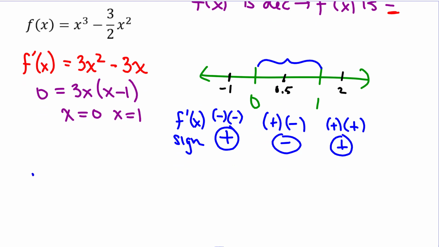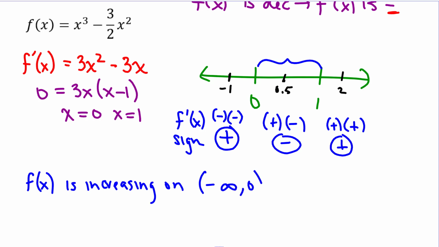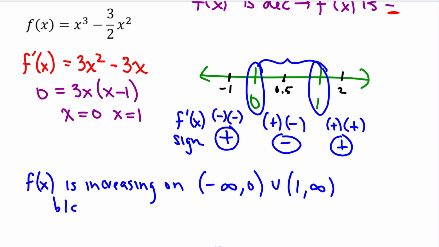So f of x is increasing on -infinity to 0, union 1 to infinity. Notice I'm using these points, not the points I tested, when I write my intervals. Because, and this is where you have to be very good about writing your reasons, f prime of x is positive on those intervals.